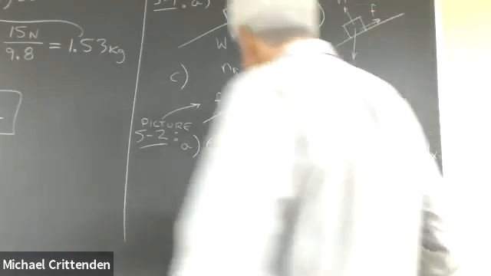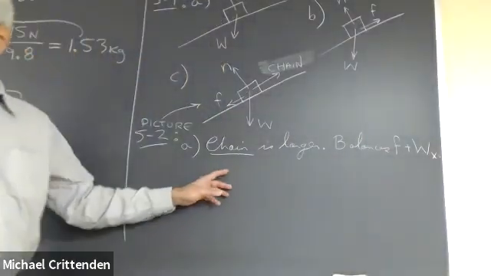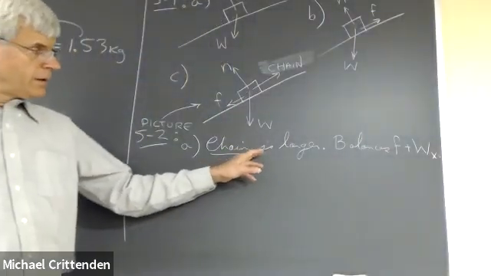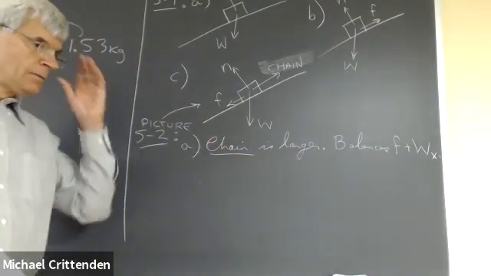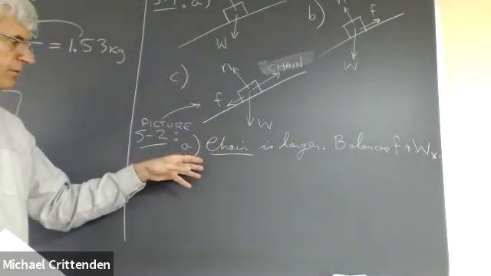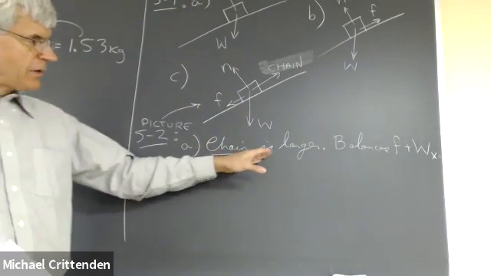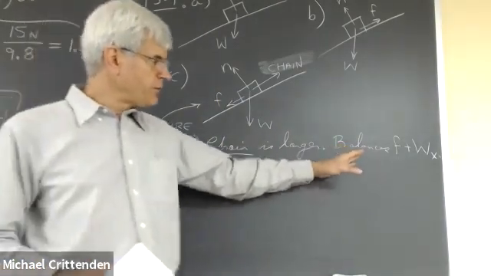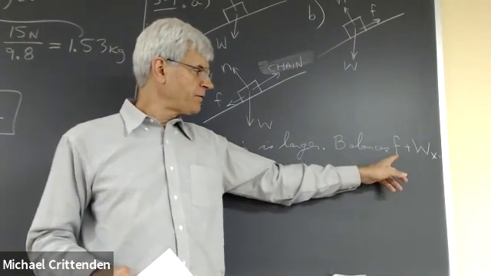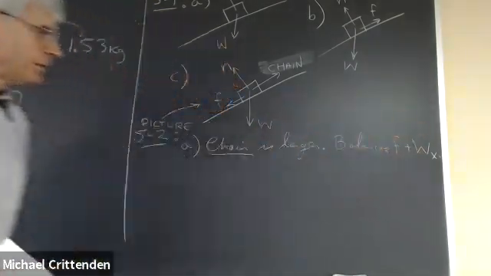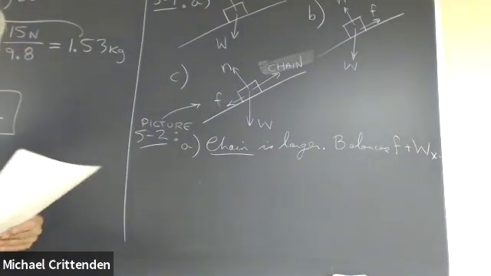So the chain is larger. The force from the chain, I was kind of being economical with words here. The force from the chain is larger, and this is the reason why, because it has to balance against not only the friction force, but also the X component of the weight.